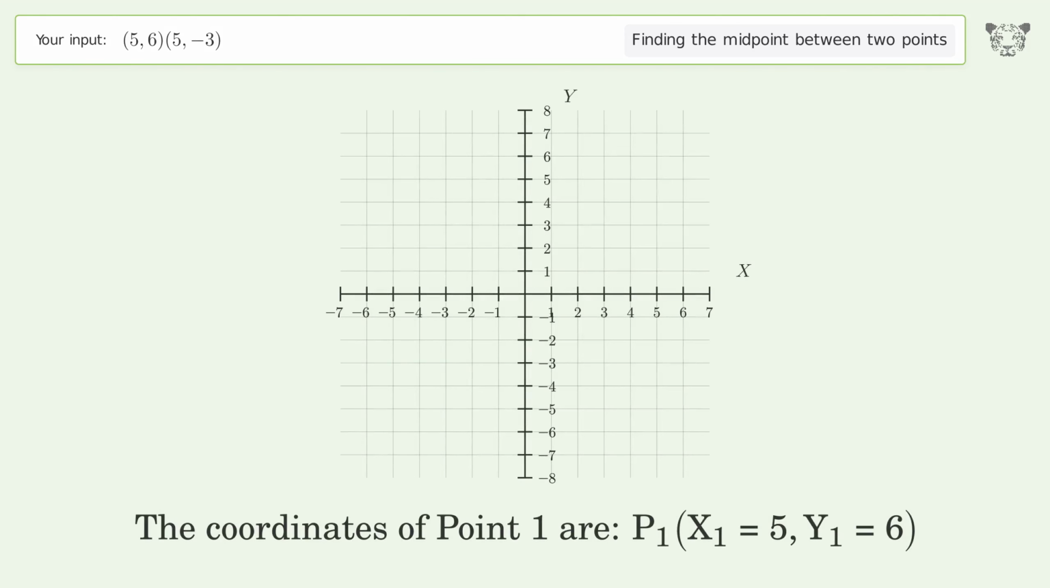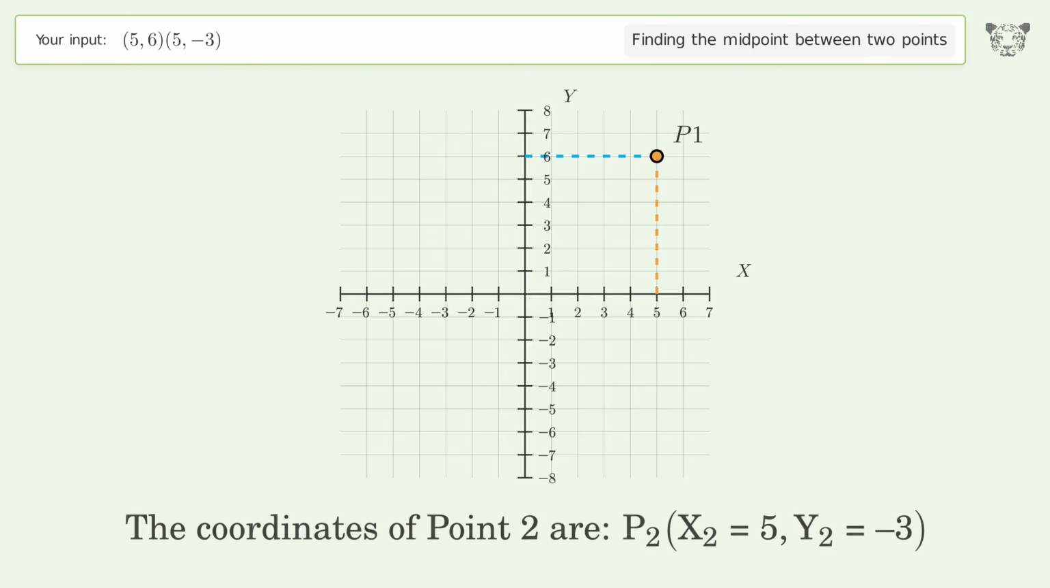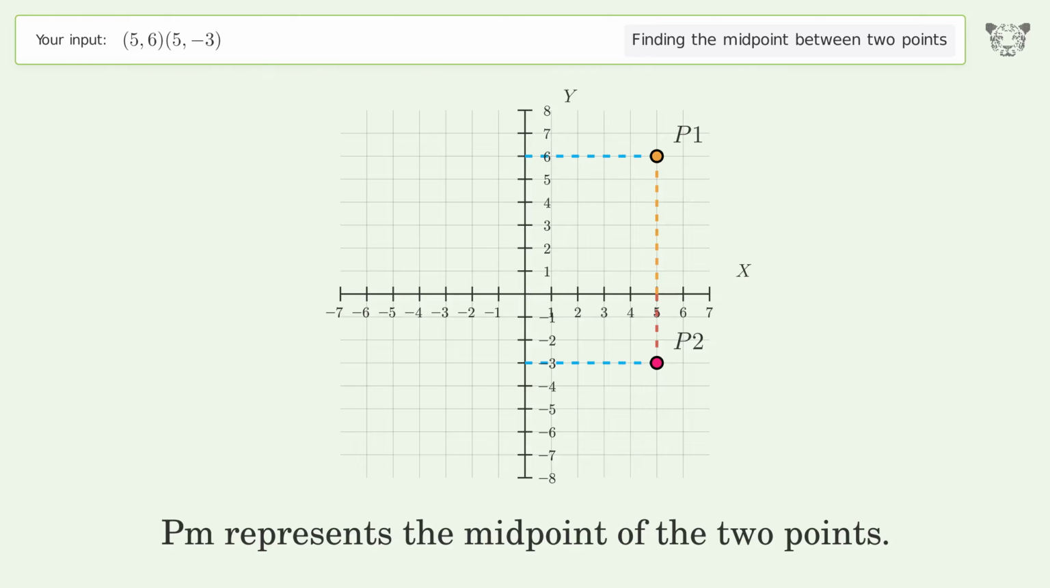The coordinates of point 1 are x1 equals 5, y1 equals 6. The coordinates of point 2 are x2 equals 5, y2 equals -3. PM represents the midpoint of the 2 points.